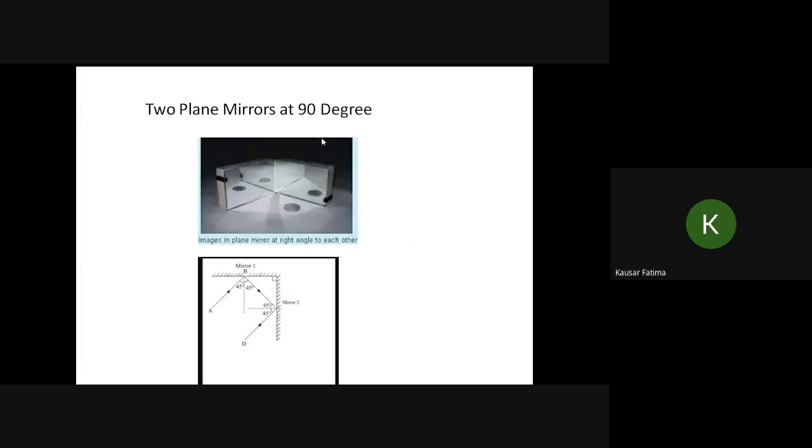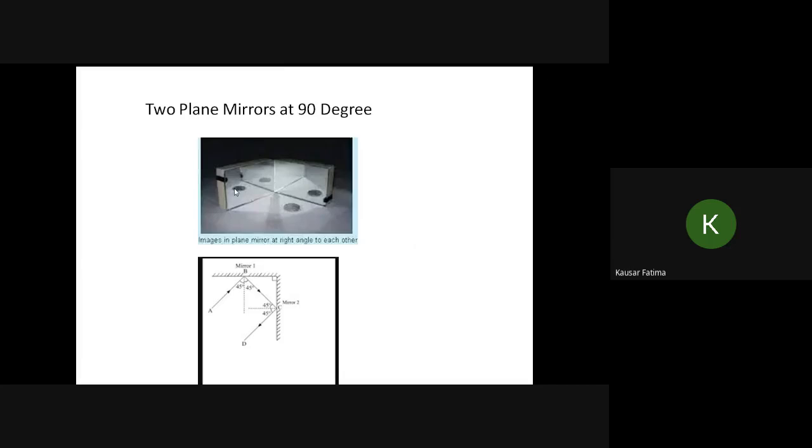Now two plane mirrors at 90 degrees. What happens when two plane mirrors are at 90 degrees? This perpendicular mirror. Okay, this is a coin. You can see three images. 1, 2, 3. Suppose this is your mirror M1, and the mirror image of this mirror M1 is shown in the mirror M2 also. In the same way, the image of mirror M2 is shown in mirror M1. It means this coin, the image of the coin formed in mirror M1, is formed in the combined mirror here.